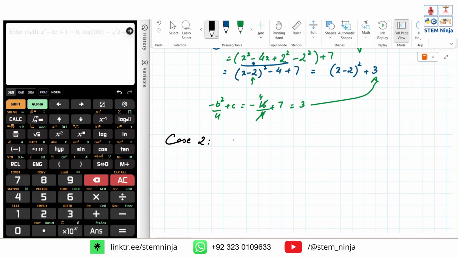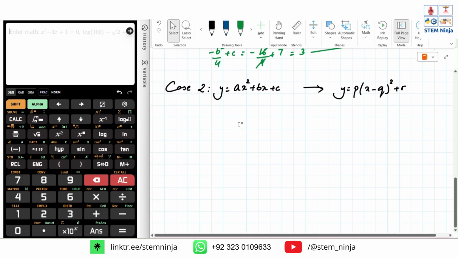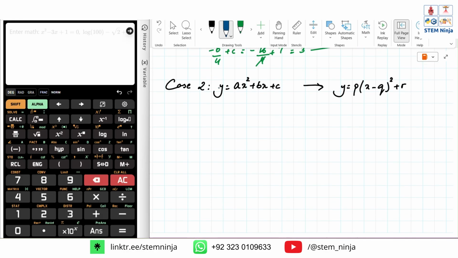Case number 2, where you have ax squared plus bx plus c turned into y equals a(x minus p) whole squared plus r. The process is simple and straightforward. Again, we do the same thing. First, we isolate these terms by putting brackets on them, and then we factorize a out. So this becomes x squared plus b over a x plus c.